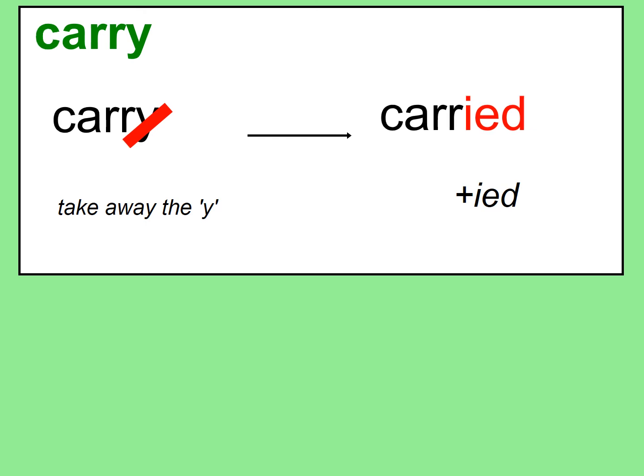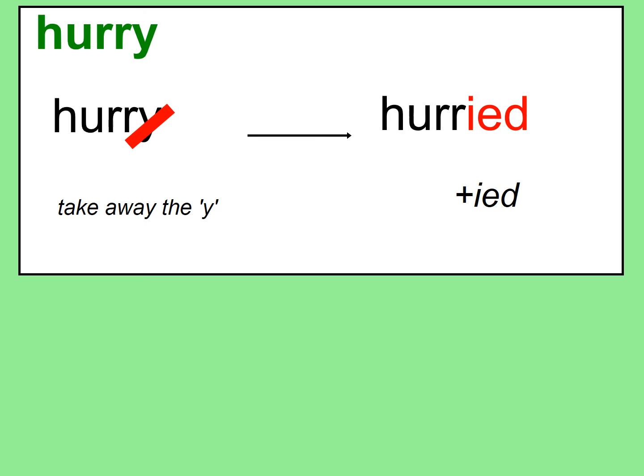Same rule applies again. This time we're using the word carry. So we cross away the Y, turn it into an I and add ED. So therefore carry becomes carried. Last example here. This time we're using the verb hurry. To turn it into the past tense, we take away the Y, turn it into an I, and add ED. So therefore, hurry becomes hurried.